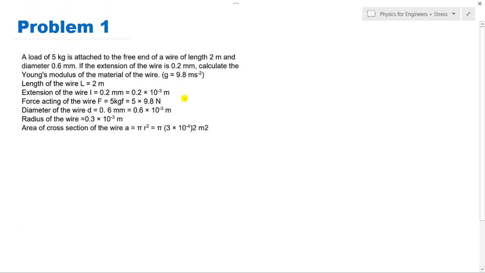Application for stress. So here we have a load of 5 kg attached to the free end of a wire of length 2 meters and diameter of 0.6 mm. So for us to answer real life problems, mas better nga atong i-draw and then indicate ang mga important nga givens, because that would serve as our data. So here we have a wire.